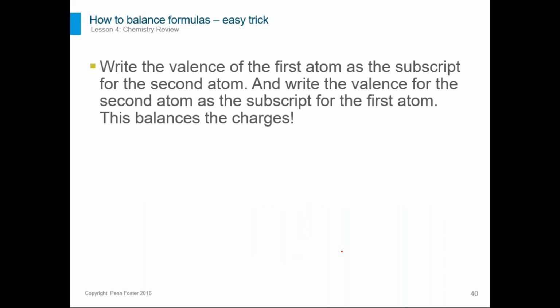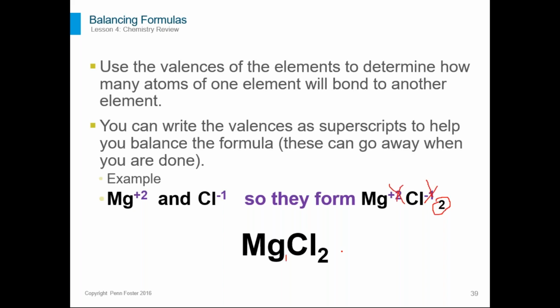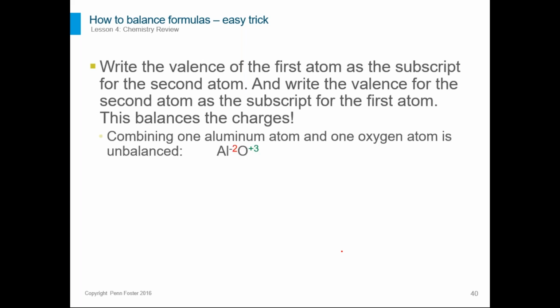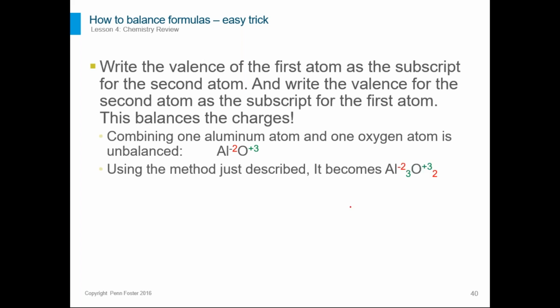Now here's a trick to it. On the previous slide is what we do and why, and this is just a trick to help you figure it out quickly. So you know the valences, you get those by knowing what column it's in on the periodic table. And you write the valence from the first atom as the subscript for the second atom, and then the valence for the second atom is the subscript for the first atom, and that helps you balance it easier. So this is what it looks like.